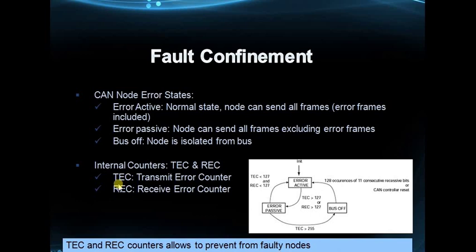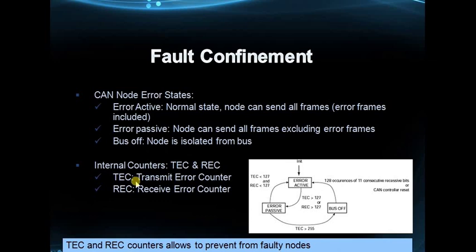That means whenever there is a successful transmission of a message, the TEC counter will decrement. Whenever there is a successful reception of a message, the REC counter will decrement. In the same way, whenever there is an error during transmission, the TEC counter will increment. Similarly, REC will increment if there is an error in reception. Based on these two counters, the CAN controller state is decided.